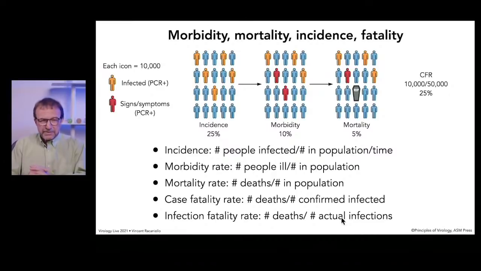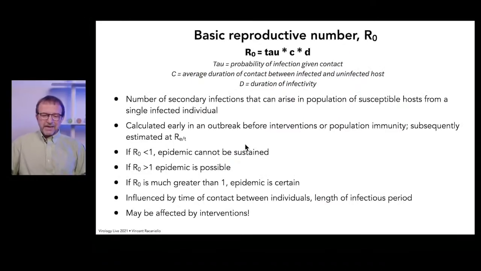Another number which we talk about in terms of infection is the basic reproduction number, R naught. And R naught is calculated by this formula. R naught equals tau times C times D. And tau is the probability of infection given contact. C is the average duration of contact between the infected and the uninfected host. And D is the duration of infectivity. Now, you can see that this is a combination of viral properties and human behavior.